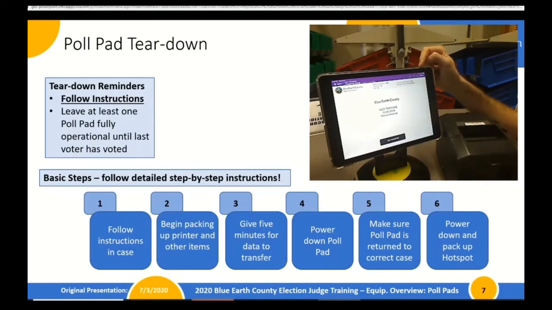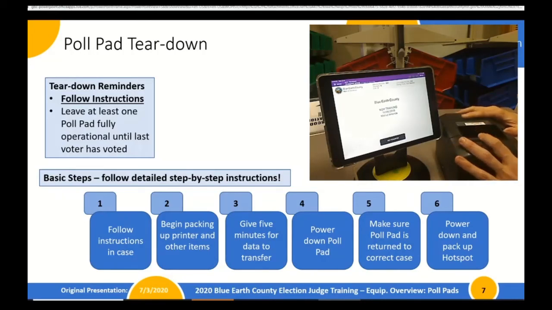Also, we want to make sure that we're keeping the poll pad connected for at least 5 minutes after you've used it last. That allows that data to come back to the office and make sure that we bring that information back in for any of the last minute check-ins that you might do. You could start packing up the other peripheral pieces there, but we want to make sure that that poll pad is staying on and connected so that it can sync back to the county's offices.